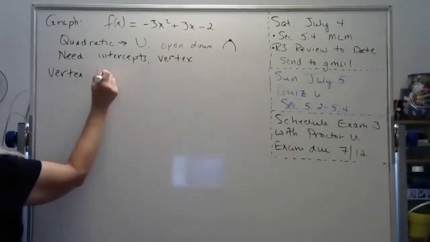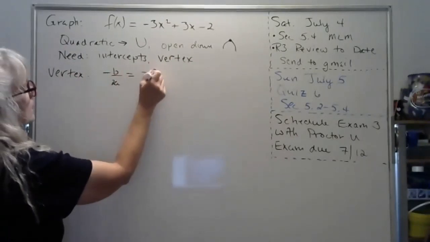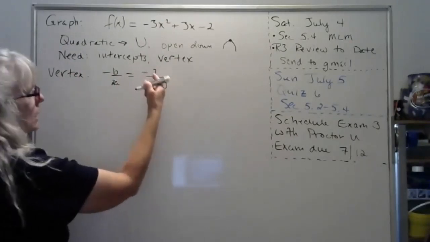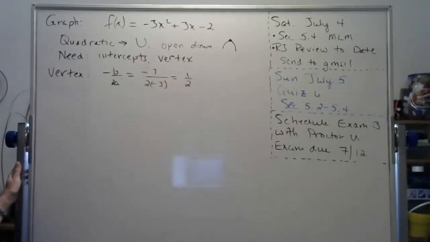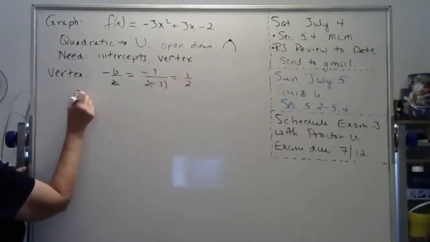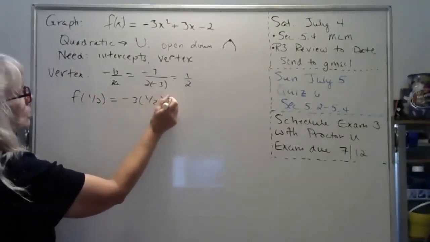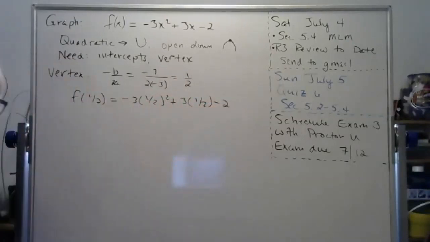And if you remember, we had a formula. We did negative b over 2a. So for us, that's a negative 3 all over 2 times a negative 3. So the negatives will cancel out. The 3's actually cancel out, and I end up with 1/2. So not a very nice number, but we can do that. To find the y-coordinate, we're going to plug that 1/2 back into the function. So I have negative 3 times 1/2 squared plus 3 times 1/2 minus 2. And I would just use the calculator to figure it out. You can't graph using a calculator, but you can definitely use the calculator in order to find stuff.